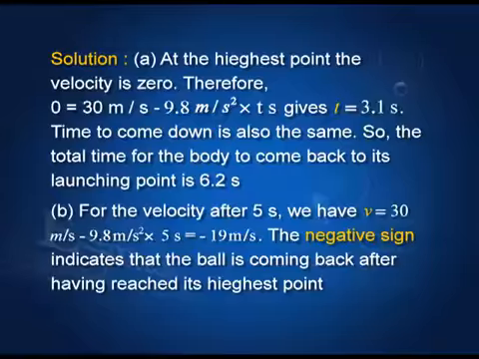You see, the time 5 seconds is such that the ball goes up and comes down, and it is while it is coming down that we have got the velocity minus 19 meters per second. So, you must be careful in this case. The ball goes up, reaches the highest point, comes back, and the velocity we have found, minus 19 meters per second, is the velocity when the body is coming down, not going up.